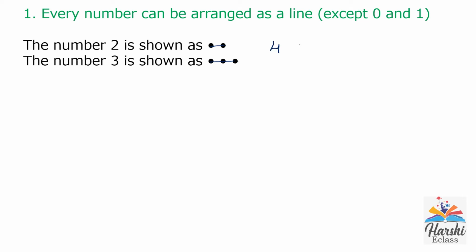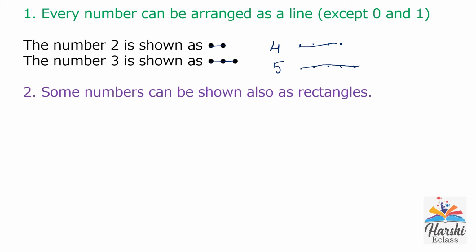4, 4 dots. Connect them. 5, I am putting 5 dots, then connect each dot so that it will form a line. In this way, every whole number, starting from 0, and they are infinite, can be arranged as a line.